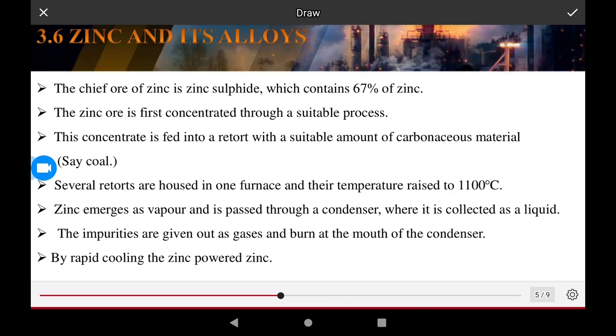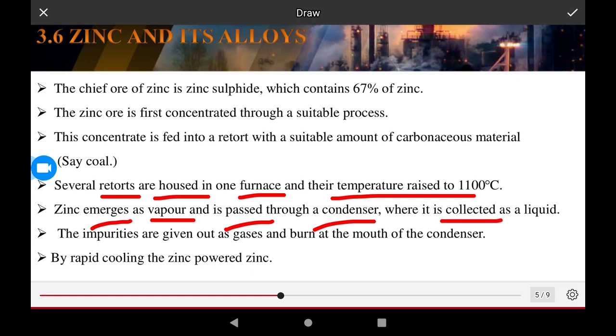Several retorts are housed in one furnace. When the furnace is heated, the temperature rises to 1100 degrees Celsius. Zinc emerges as vapor and passes through the condenser, where it is collected as liquid, and the impurities are given out as gases. The gases burn at the mouth of the condenser. By rapid cooling, zinc powder is obtained.